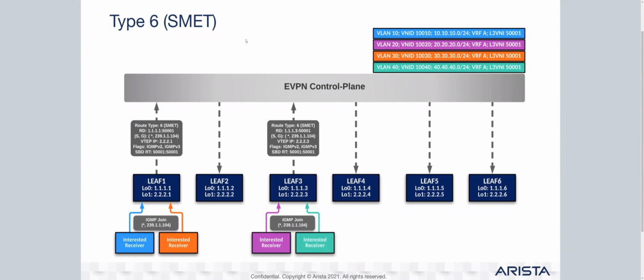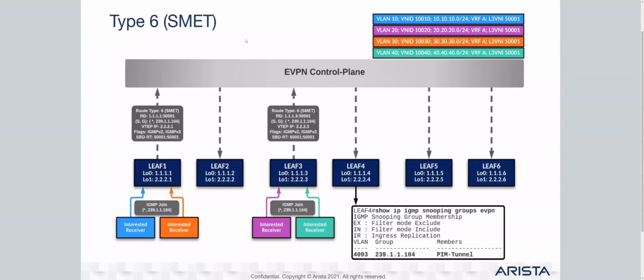All right, so same thing with Leaf 3. So that SMET route is received by, in this case, let's say Leaf 4.